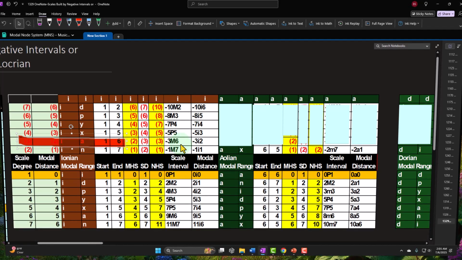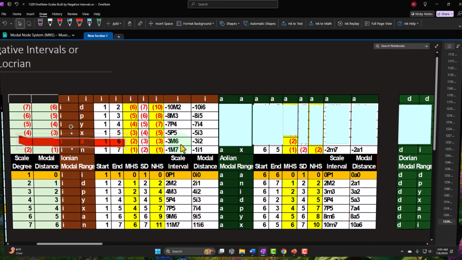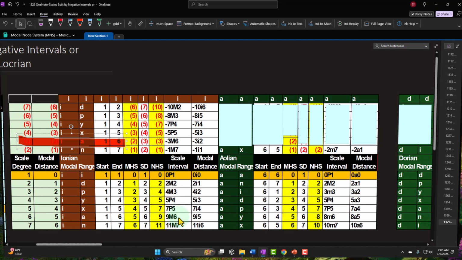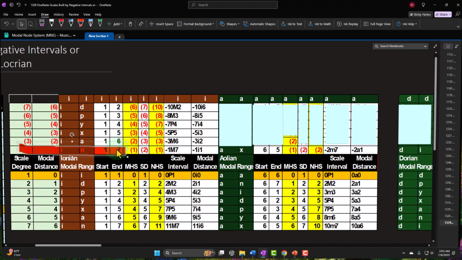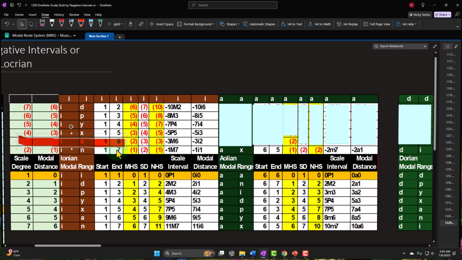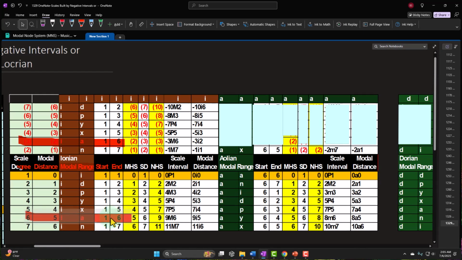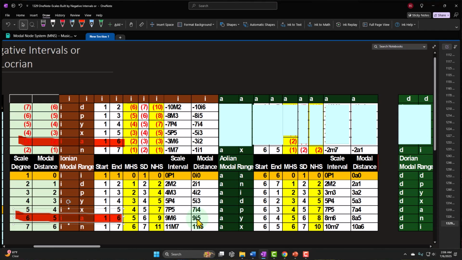Why? Because going forward would be 12 minus 3, which would be 9. So I can copy this and put it down here. So going the other way would be 9, and I'd rather call it 9 notes away from the Ionian, 5th modal half step going forward. What about if I go to the Aeolian?